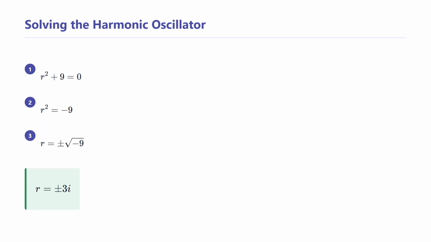Let us solve this frictionless system step by step. Just like before, we will write down the characteristic equation by replacing the second derivative with r squared. Moving the positive 9 to the right side gives us r squared equals -9. Notice that we are now looking for a number that, when squared, gives a negative result. Taking the square root of both sides gives us an imaginary number, specifically positive and negative 3i. In the context of differential equations, an imaginary root always means that the physical system will oscillate or vibrate continuously.